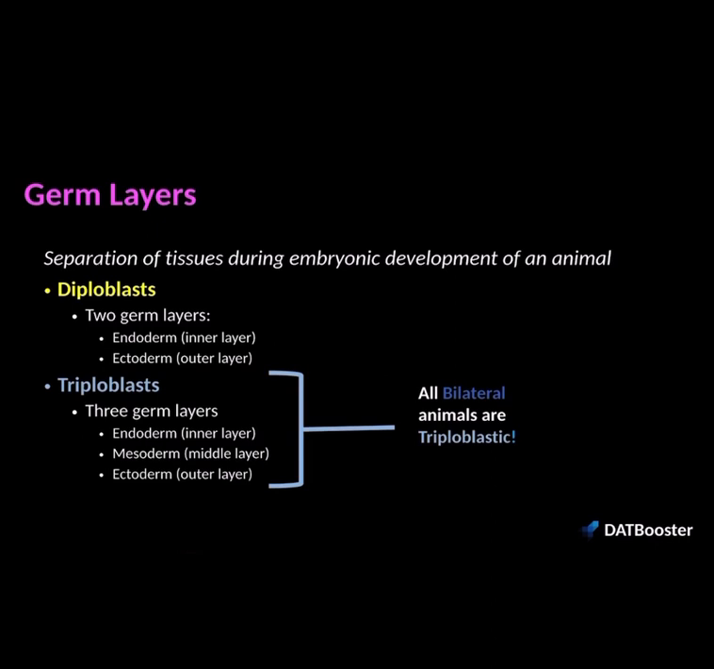So a typical question might be phrased along the lines of this. An organism expresses 2 layers, namely endoderm and ectoderm. What type of body symmetry might this organism have? So you need to go, okay, 2 germ layers is diploblastic. Diploblastic animals are always associated with radial symmetry. This animal expresses radial symmetry.